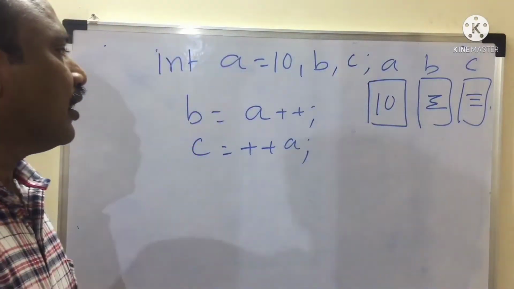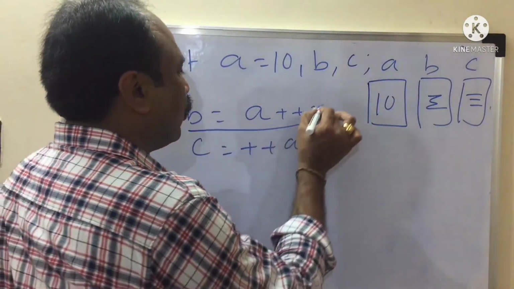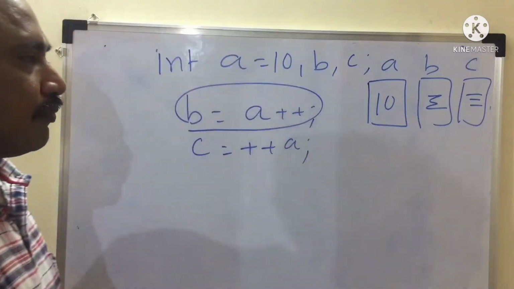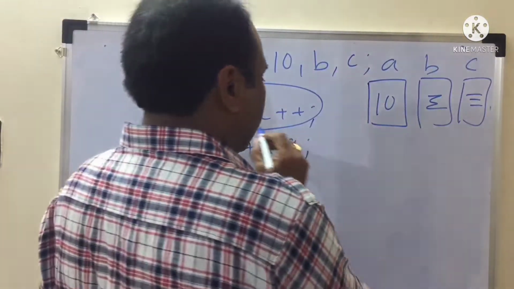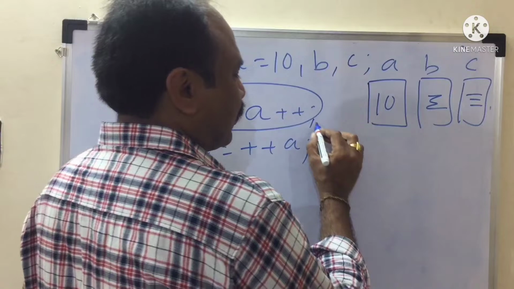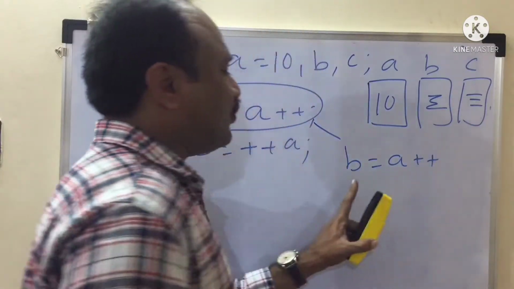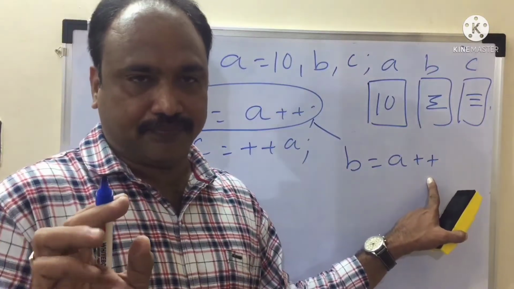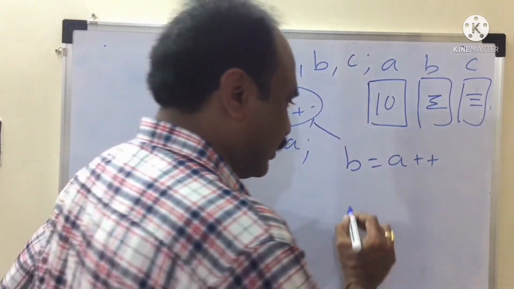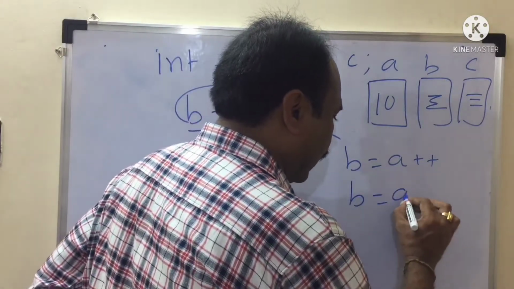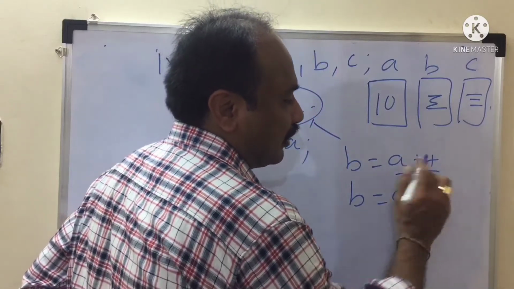Okay. Come here. B equal to A plus plus. See, in this statement, first write here, B equal to A plus plus. In this statement, there are two statements. The first statement is B equal to A, because this is post-increment.